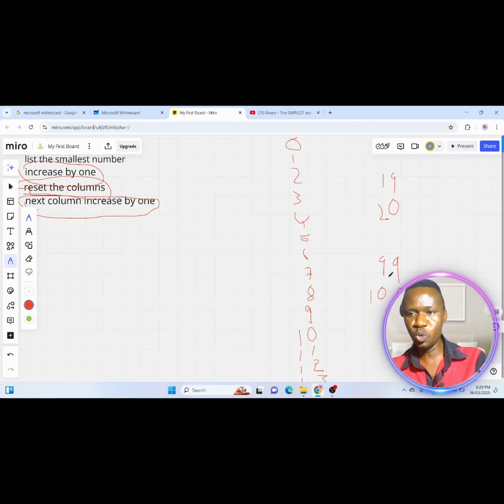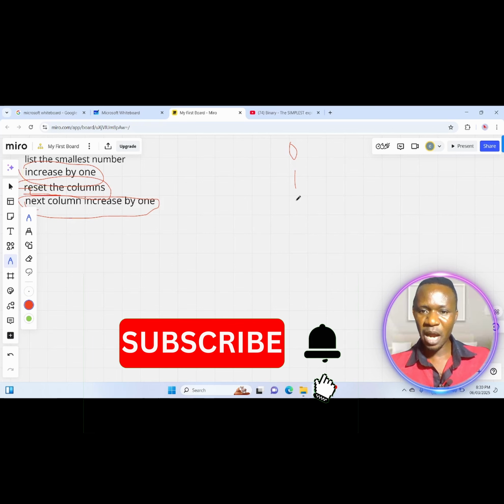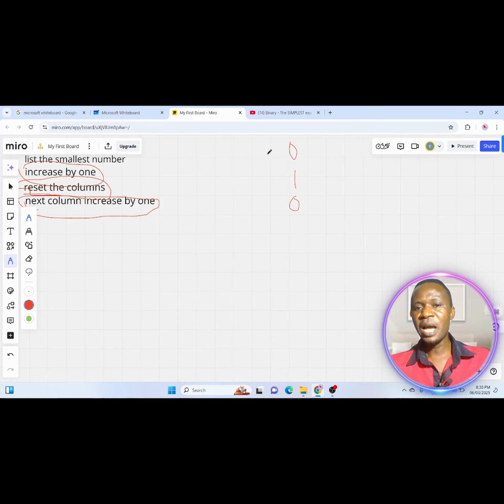Those same rules apply when we are calculating binaries. In binary format, we have zeros and 1 only, from 0 to 1. So we have 0 here, and then we have 1 here. Then we run out of numbers, no number again. So what are we going to do? We reset this 1 to 0, and then another column of infinite 0s that is supposed to be here will be incremented by 1, and then we have 1 here.